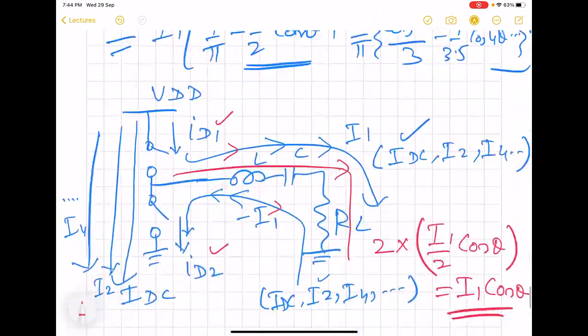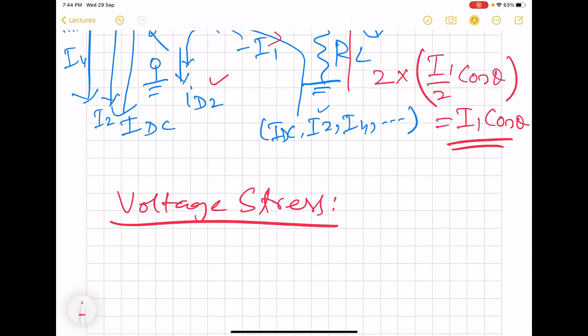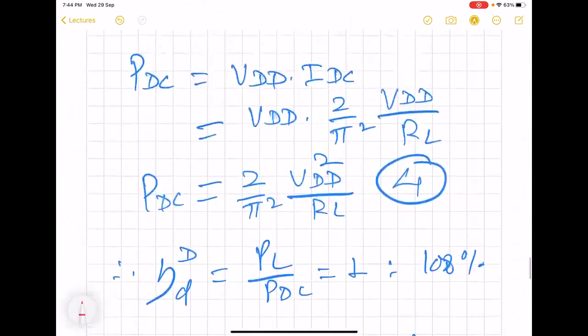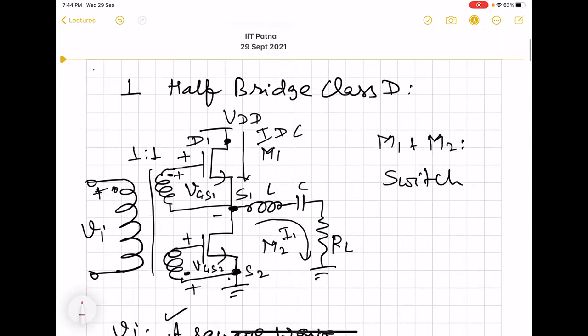Okay, so now the question will arise: what is the voltage and current stress experienced by each of the MOS, and what is the output power capability of a class D power amplifier? So, voltage stress. Voltage stress means the maximum voltage that each of the MOS in this circuit will experience.